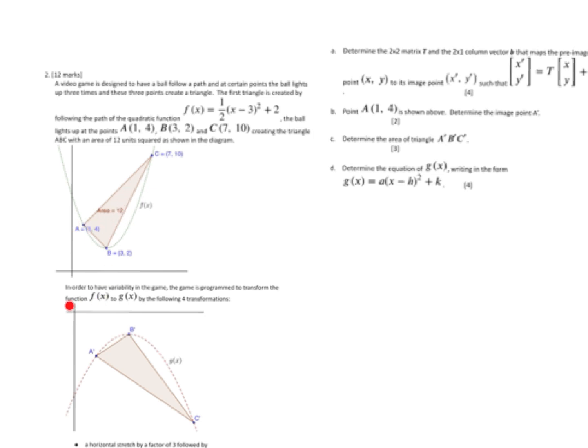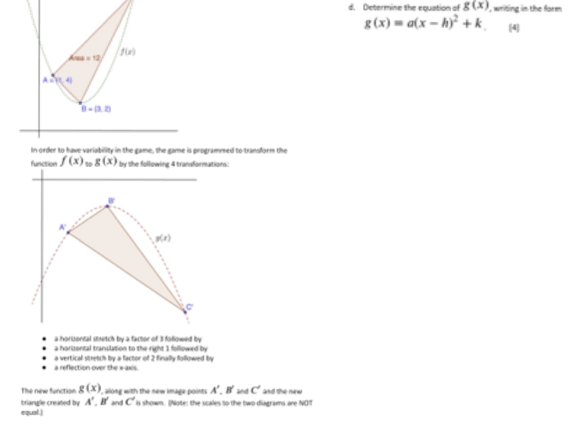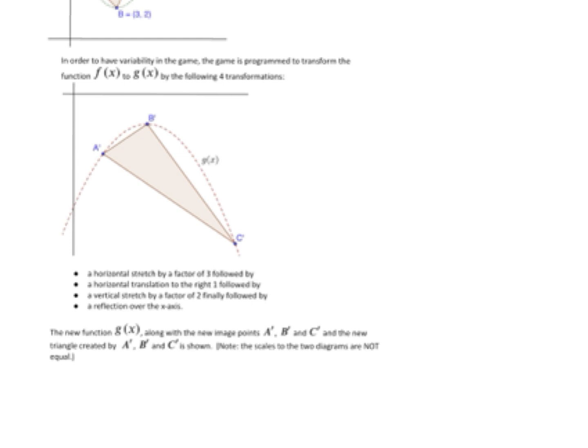area of 12. In order to have variability, the game is programmed to transform function f of x to g of x by the following 4 transformations. We have a horizontal stretch by 3, a horizontal translation to the right by 1, and a vertical stretch by a factor of 2, followed by a reflection over the x-axis.